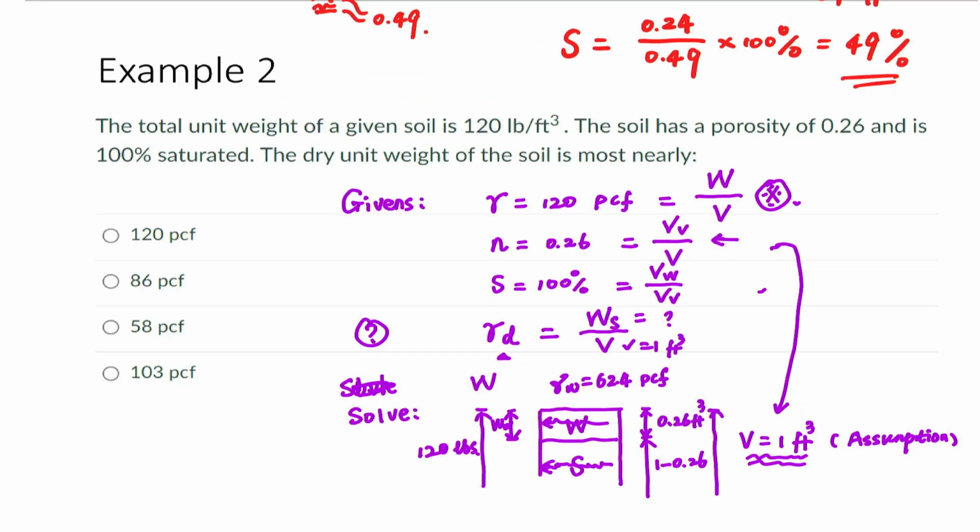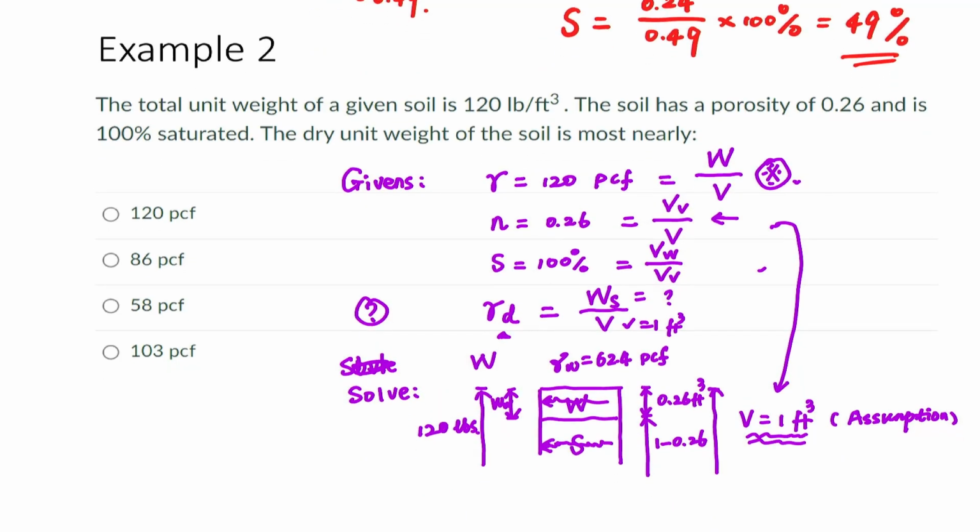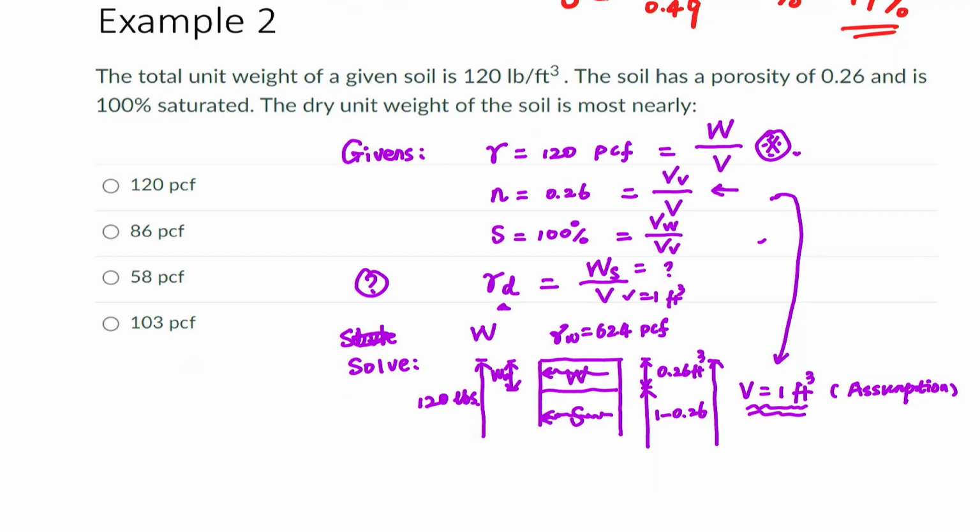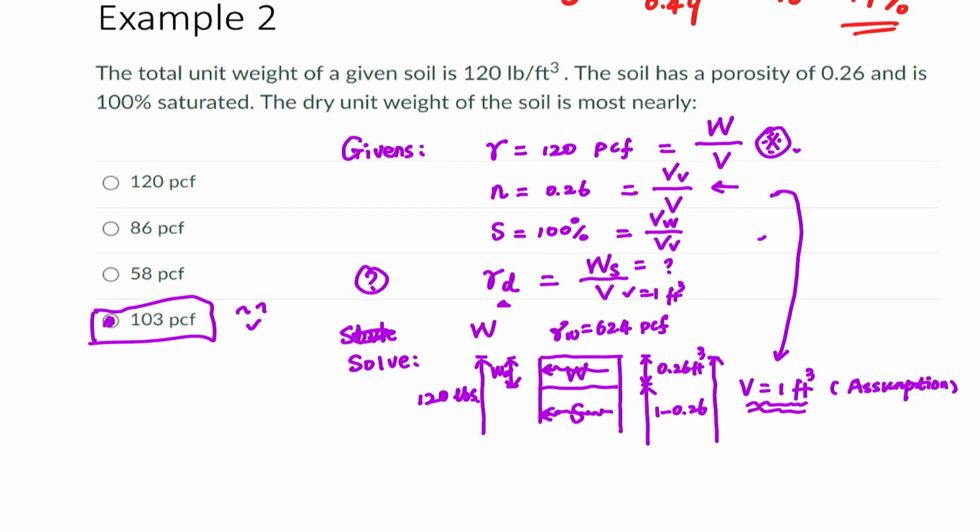And oops, sorry about that. 103.8 is the right answer. Okay, so that's pretty much it for problem number 2.